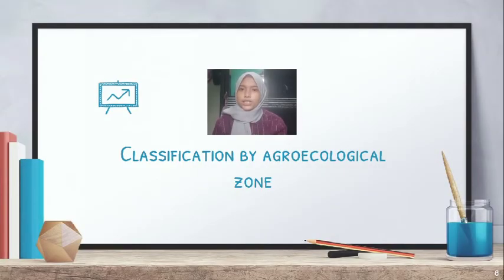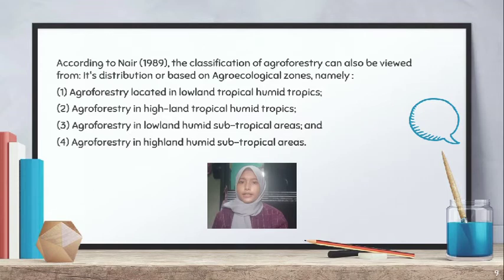And then classification by agroecological zone. According to Nair 1989, the classification of agroforestry can also be viewed from its distribution based on agroecological zone, namely the first is agroforestry in lowland humid tropics. The second is agroforestry in highland humid tropics, the third is agroforestry in lowland subtropical areas, and the last is agroforestry in highland humid subtropical areas.